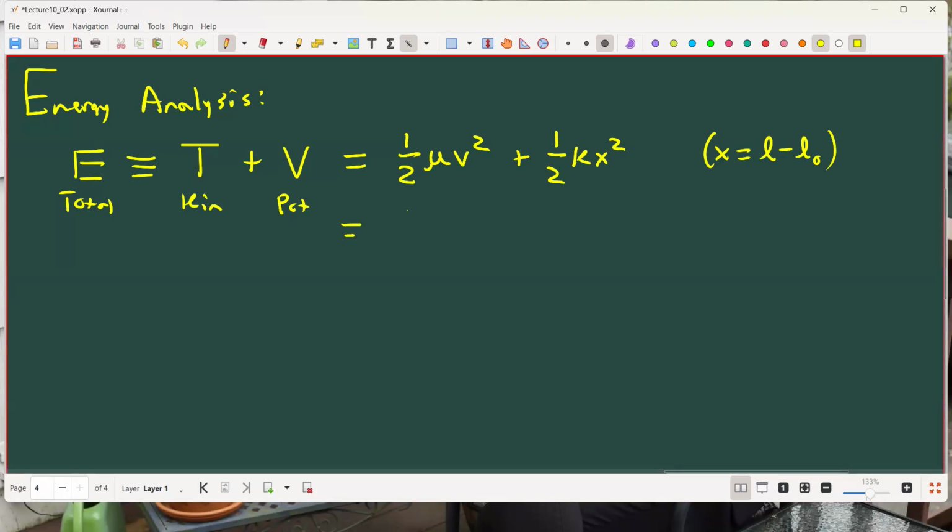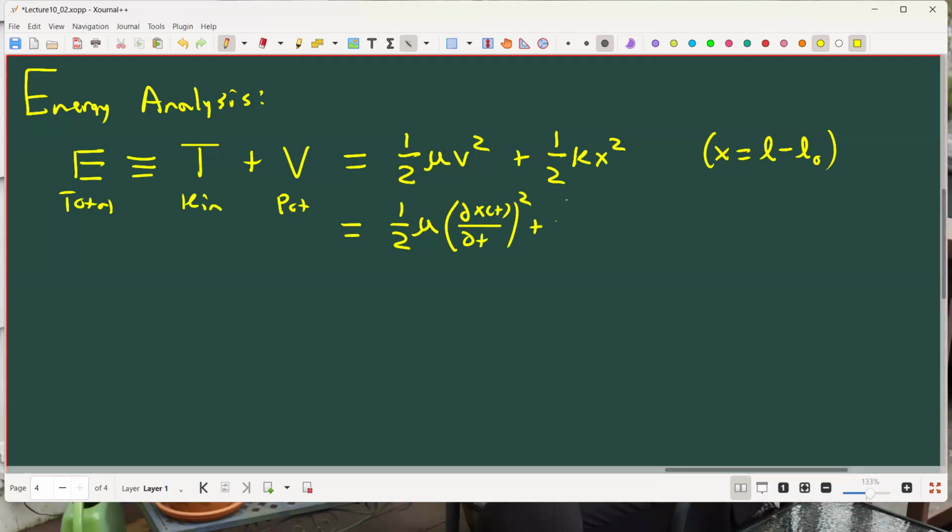Okay, another way I can write this is 1/2 mu, and this is the derivative of x of t with respect to time squared plus 1/2 k x of t squared. Right, so the energy in some sense, the kinetic energy as this thing stretches, is time dependent. The position of the mass on this imaginary mass and the position of the spring as it oscillates is time dependent. And what that means is that the kinetic energy and the potential energy are also time dependent as well. Right, so I can just plug in my value for x of t here.